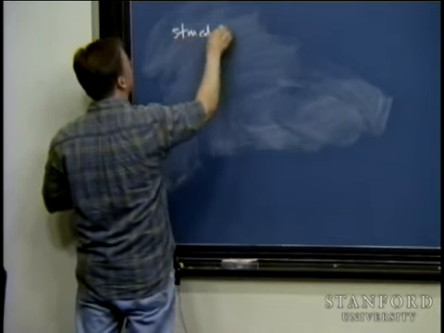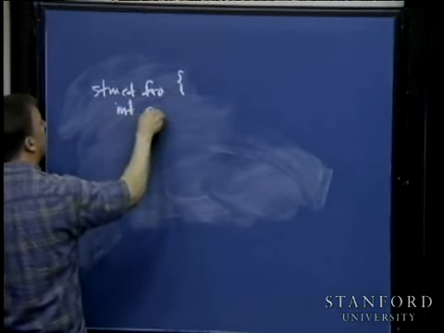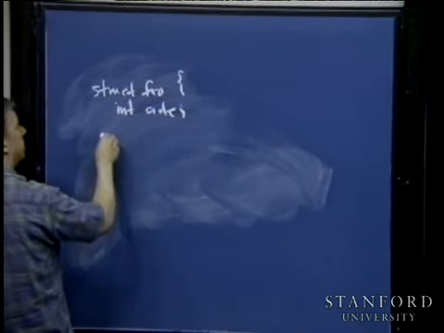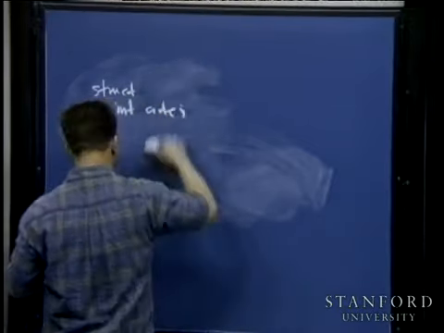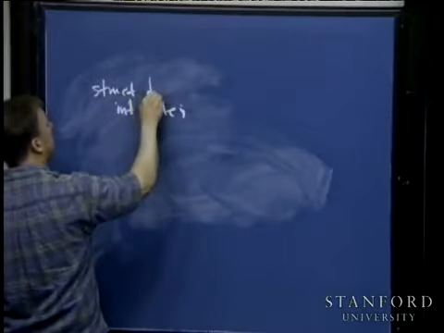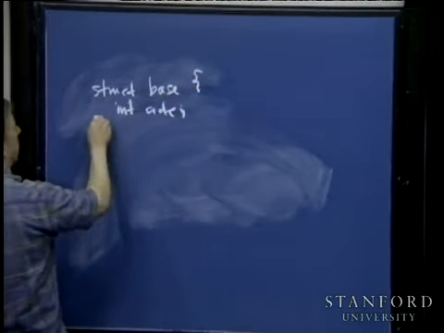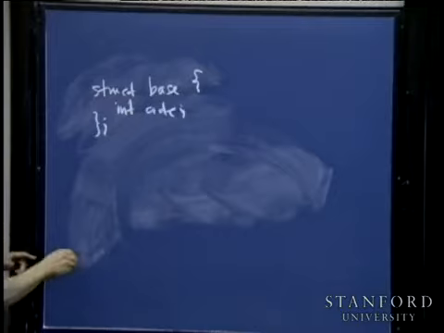Struct foo. Let's say I have an int code, and I'm just going to do that right there. It's unusual for you to have a struct around one data type, but I'm going to do it anyway.